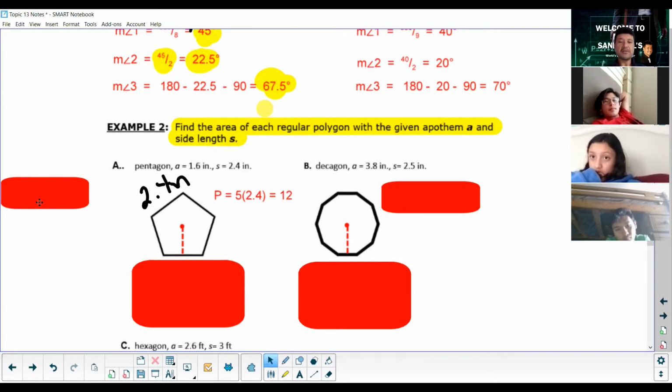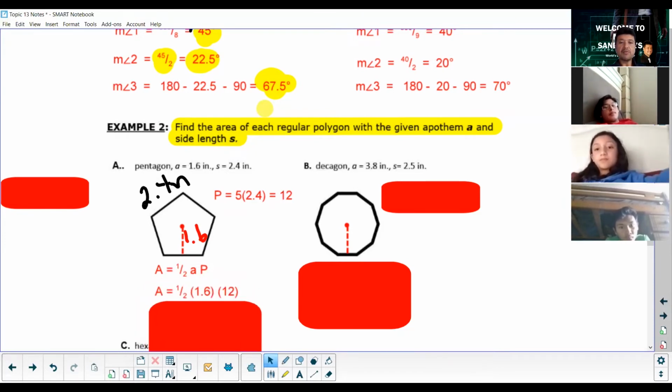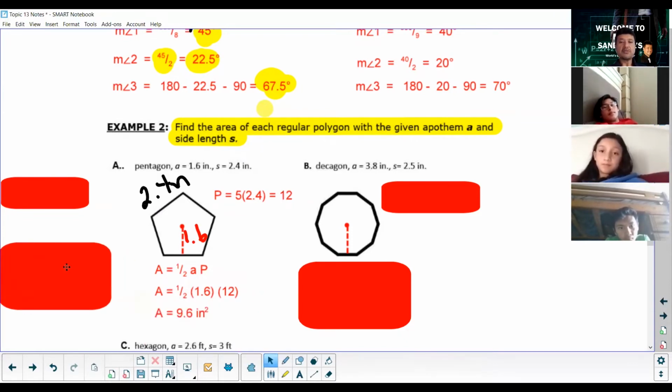Okay, and so what else are we going to do? Then you times that by 1.6. Okay, and then do what? Divided by 2, or multiply by 1/2. Yeah, because you see the equation? You see how we start with 1/2 times apothem times perimeter? So as a result, exactly what you said, Maximus. 1.6 times 12, and then divided by 2. And then as a result, we'll get 9.6. Let me go back to this. All right, excellent.